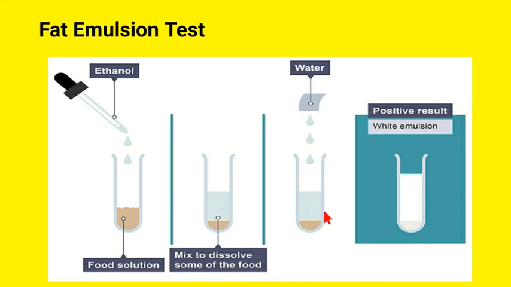On adding water, if white precipitate is formed, it shows positive result. It means that fats are present. And if white precipitate or white emulsion doesn't form, then it shows the absence of fats.